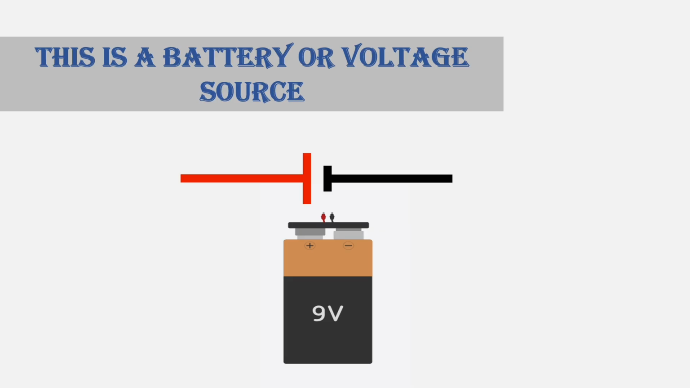This is a battery or voltage source. It maintains voltage across the circuit. It is symbolically represented by two vertical lines, but the high potential side is slightly bigger than the low potential side. Also, the red side is the high potential side, and black is the low potential side.